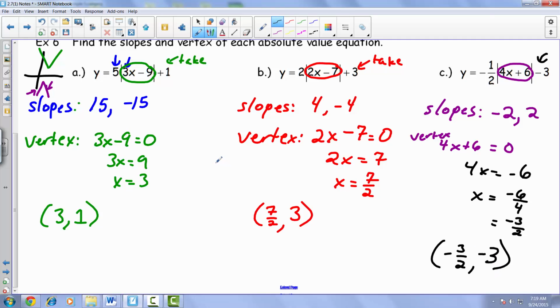Again, that is example 6 from our 2.7 set of notes.